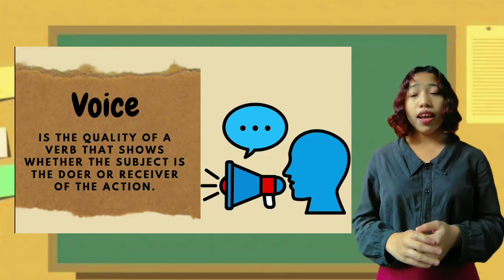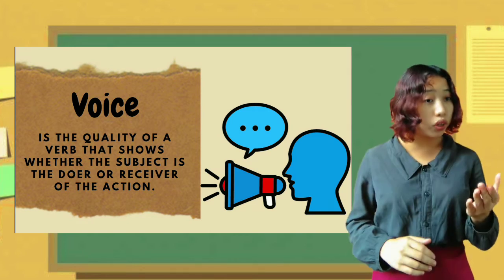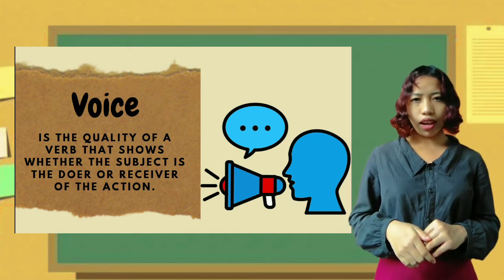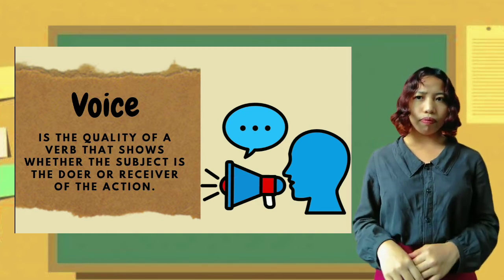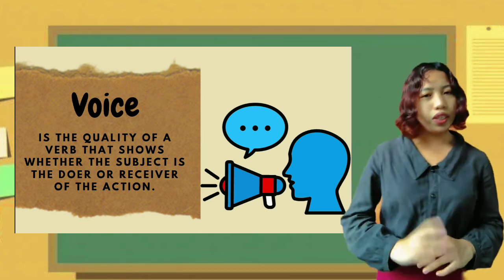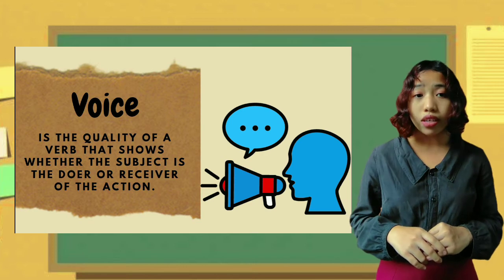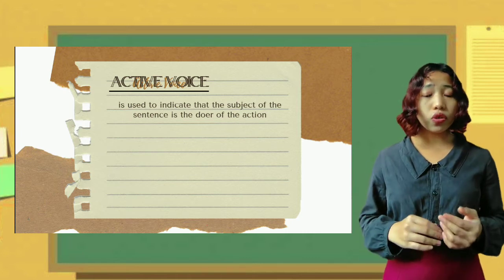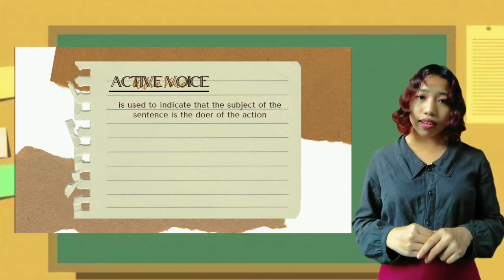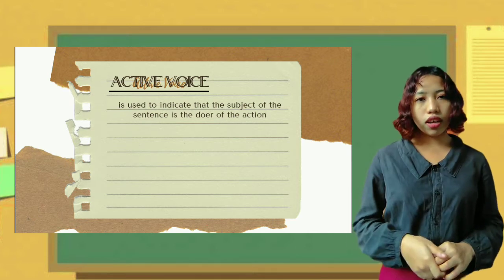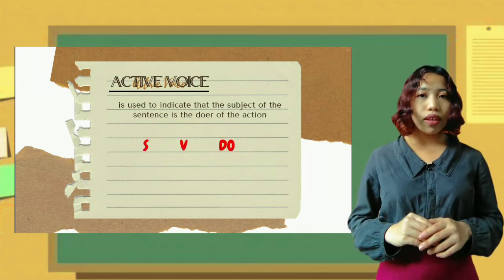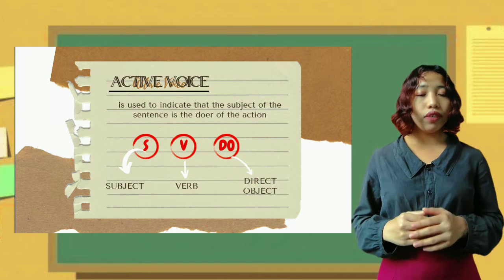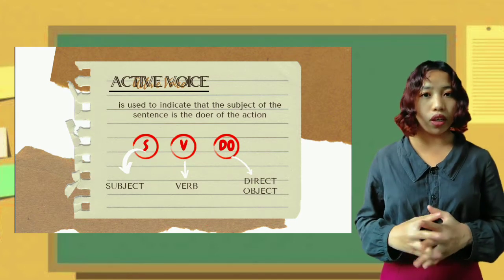Voice is the quality that shows whether the subject is the doer or the receiver of the action. By the way, what do you mean by doer? Anyone? Yes, Mr. Ungab. Very good. Doer means someone who does the action. Now, active voice. Active voice is used to indicate that the subject of the sentence is the doer of the action. It is formulated with the structure S plus V plus DO, where S is the subject, V is the verb, and DO is the direct object of the verb.